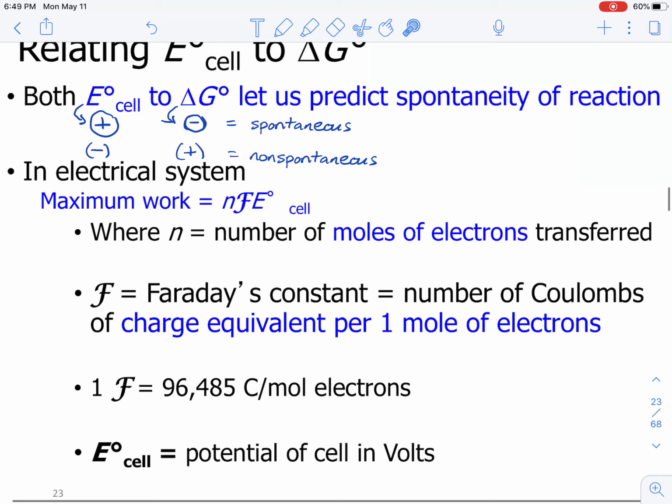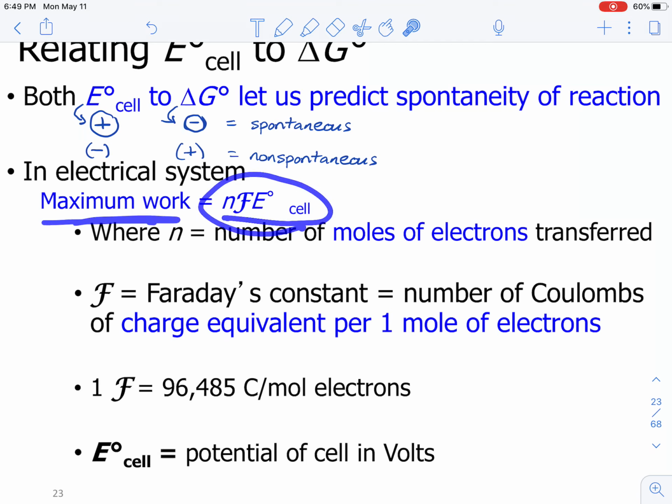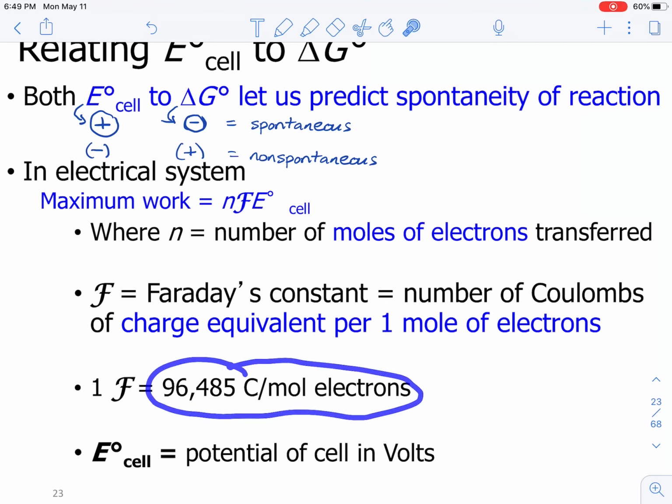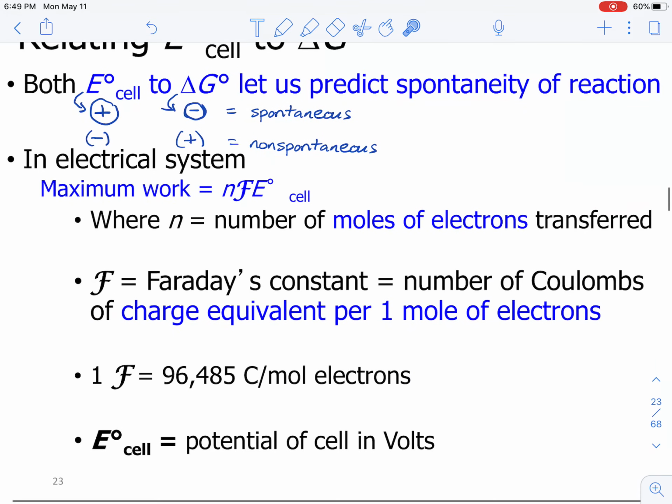It turns out that in an electrical system, the maximum work is equal to the product of n, F, and the cell potential under standard conditions, where n represents the number of moles of electrons transferred, F represents Faraday's constant, which is 96,485 coulombs per mole of electron. Last but not least, the standard cell potential is expressed in volts.